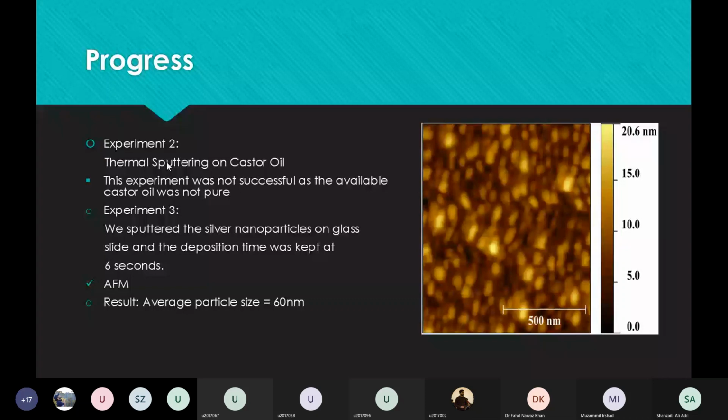In the third experiment, we sputtered the silver nanoparticles again, but this time, instead of 10 seconds, we changed the deposition time to 6 seconds. And this was successful, as our AFM resulted in a 60 nanometer average particle size, all the way down from 200 nanometers. Next slide.